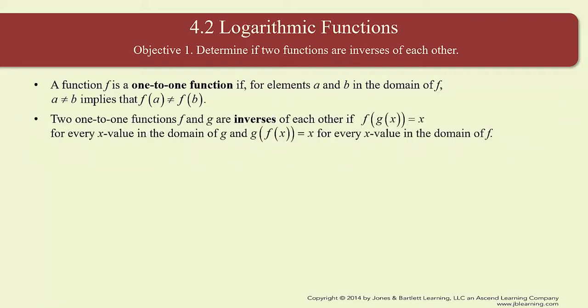So if you have two one-to-one functions, let me just generically say, are f and g, these two one-to-one functions f and g are inverses of each other if when you do the composition f of g of x, you get x for every x that's in the domain of g. And when you do the composition g of f of x, you also get x for every x that's in the domain of f.